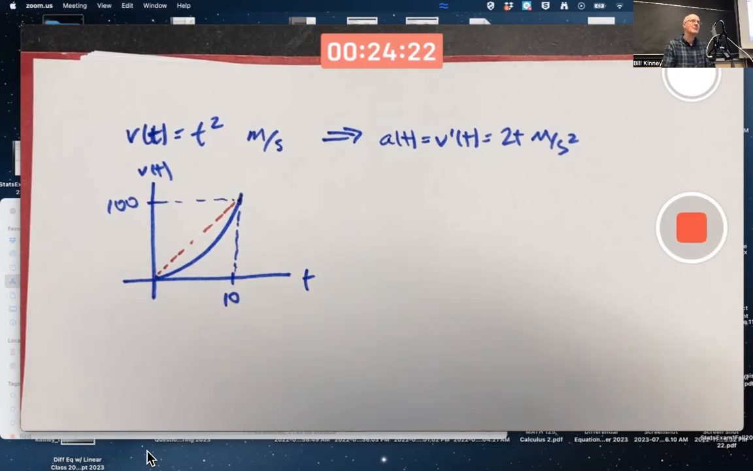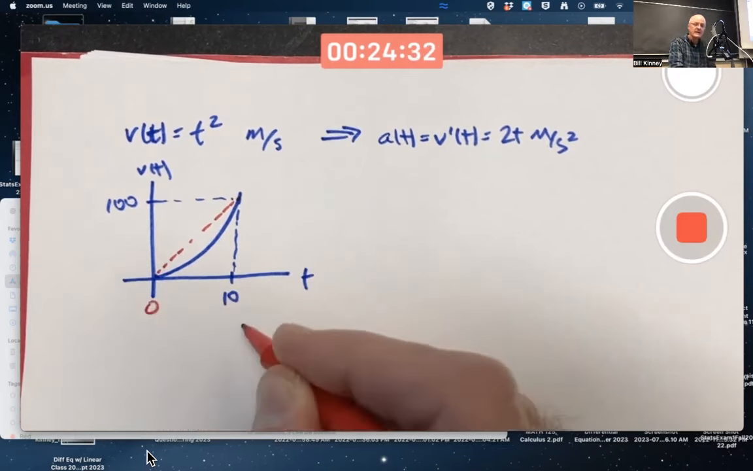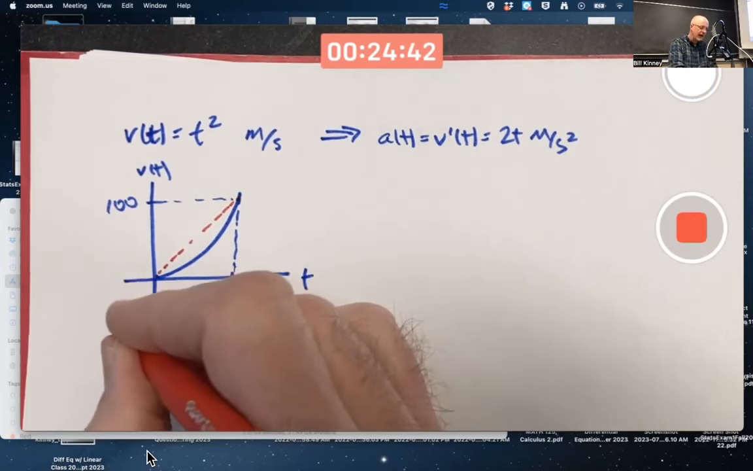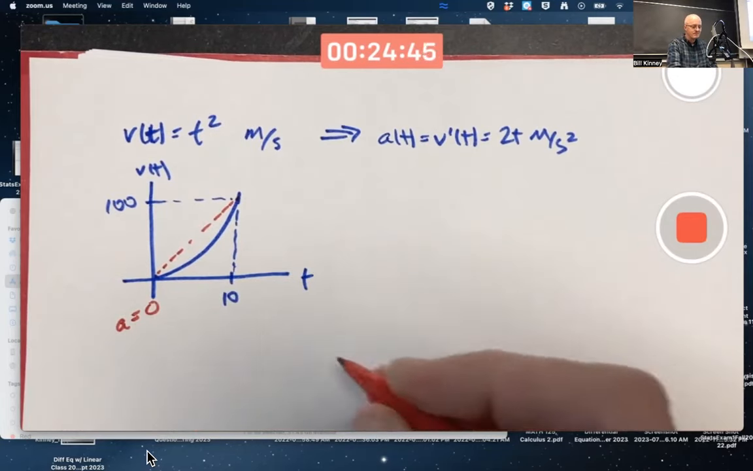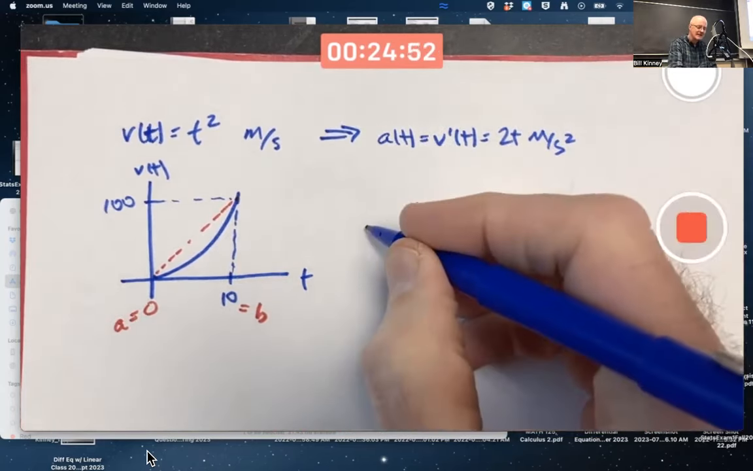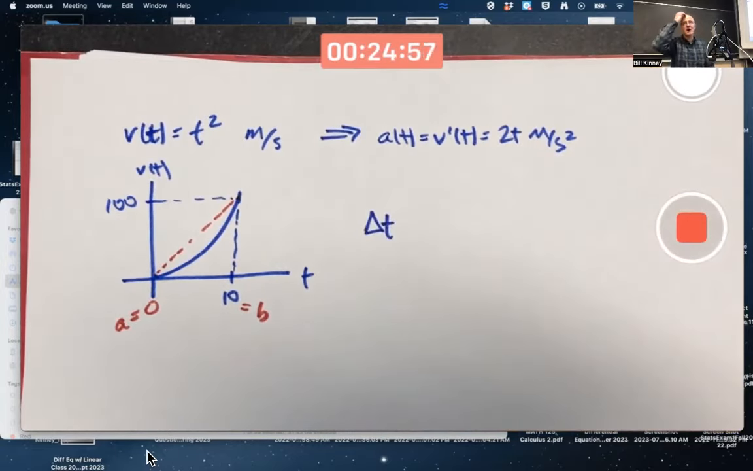How could you figure it out more precisely? That's where it gets hard. Okay, so we're about to do harder things here. Our interval is from 0 to 10. I'm about to use some notation that's going to get confusing. I use the letter a for my left endpoint, as always. Use the letter b for my right endpoint, as always. And I am going to let delta t, let's put it over here, be, you might say, a small amount of time.